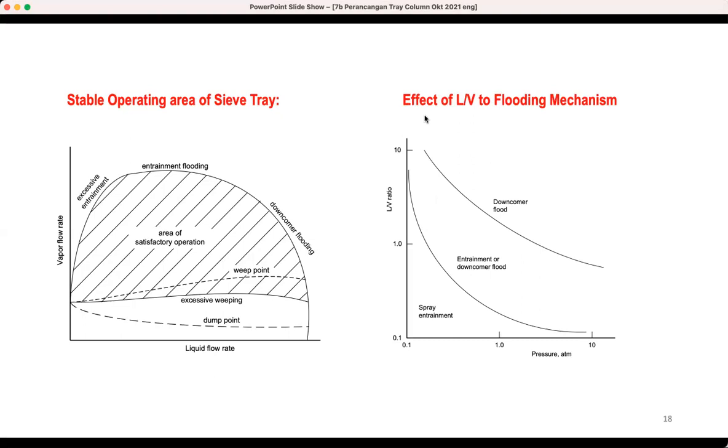First, let's have a look at the effect of liquid to vapor ratio in the flooding mechanism. This axis is the gas or vapor pressure, and the vertical one is the liquid to vapor ratio. If you have a small liquid ratio and small pressure, you have spray entrainment. If you are over here, you call it entrainment flood. And if you have a high liquid to vapor ratio and pressure, you will have downcomer flood as well.